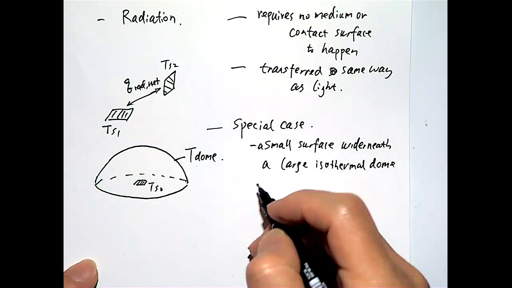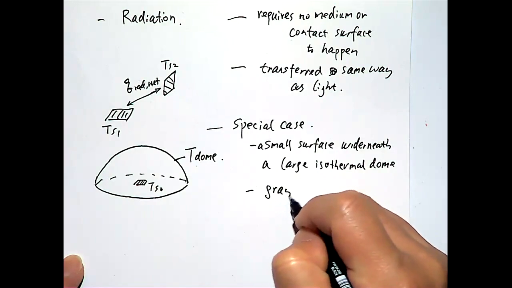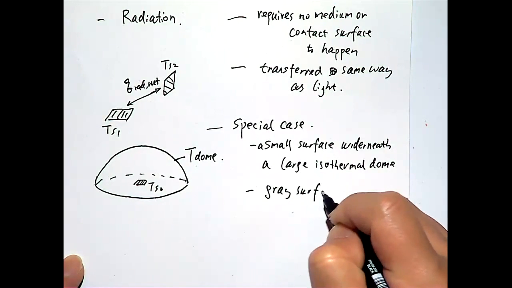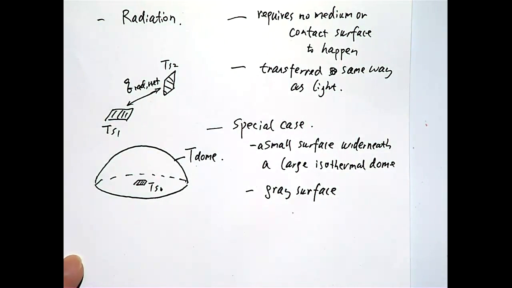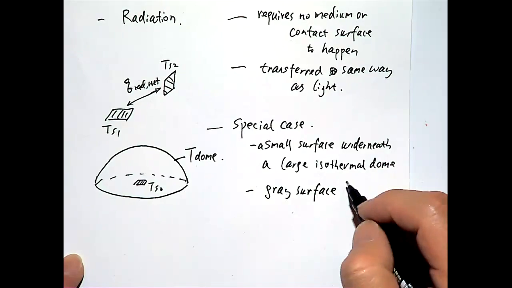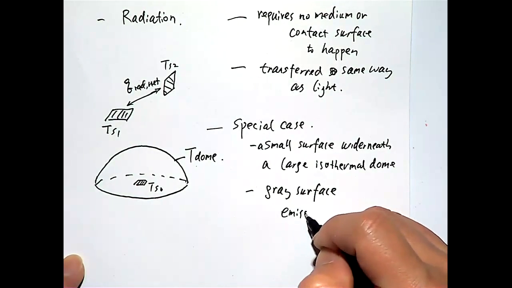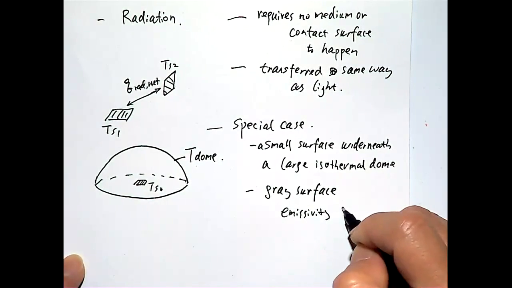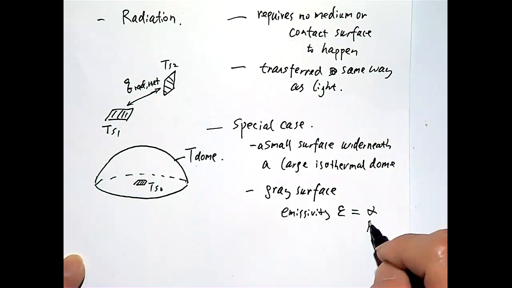In this case, we also need to consider that the surface is a gray surface, and just accept the definition for now. A gray surface is one where its emissivity epsilon equals the absorptivity.